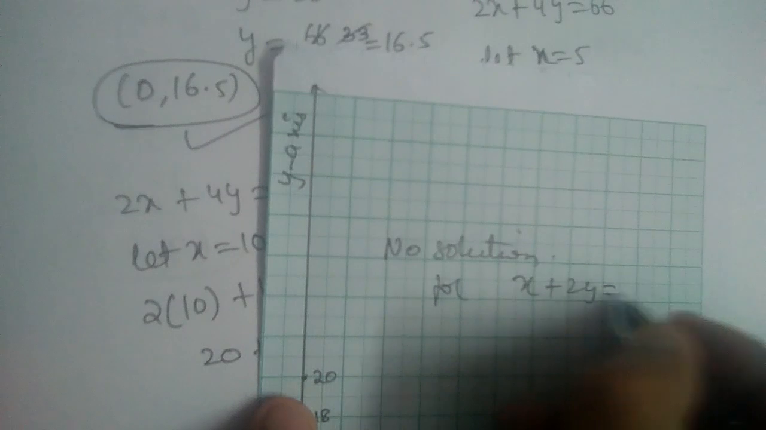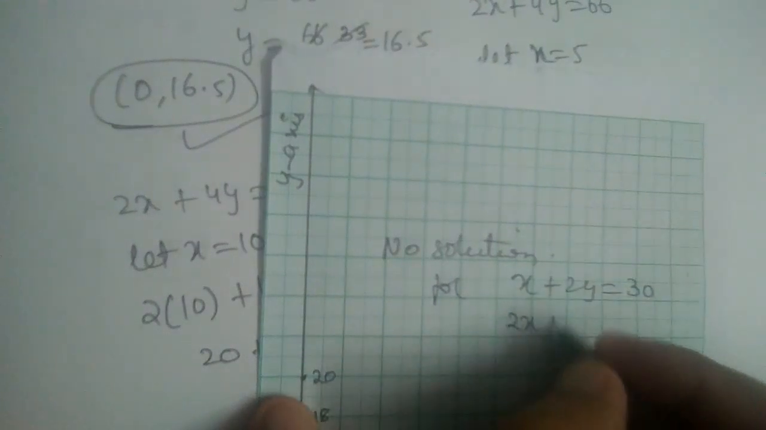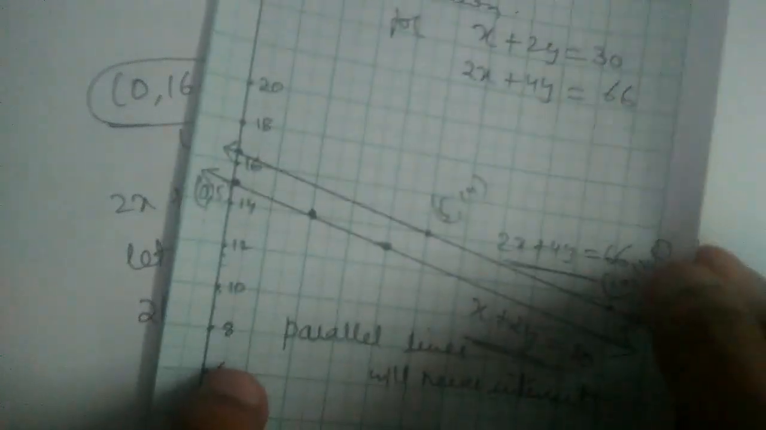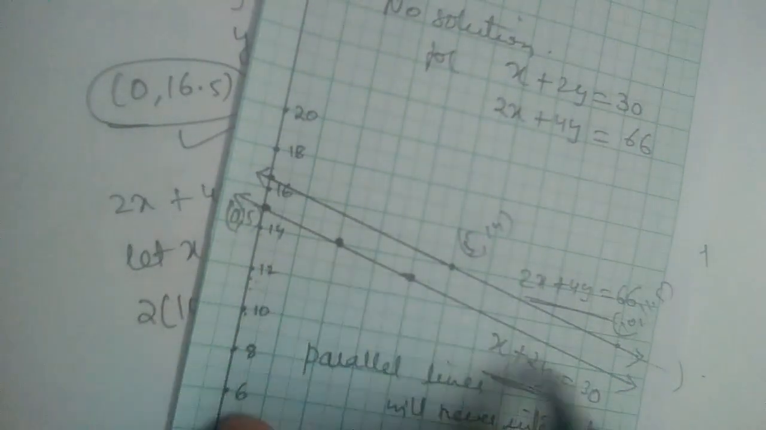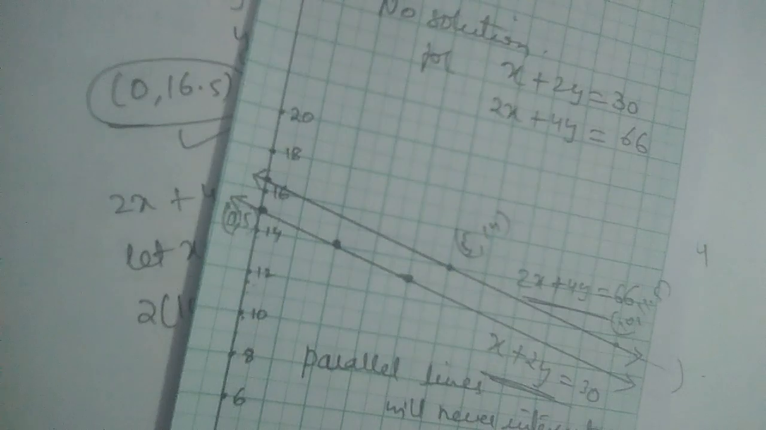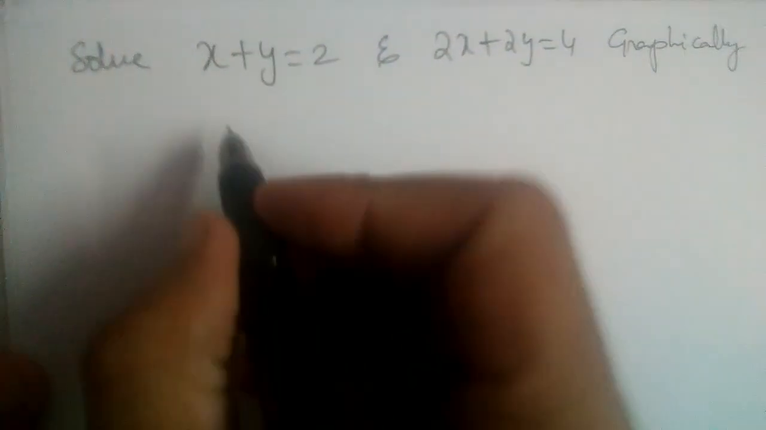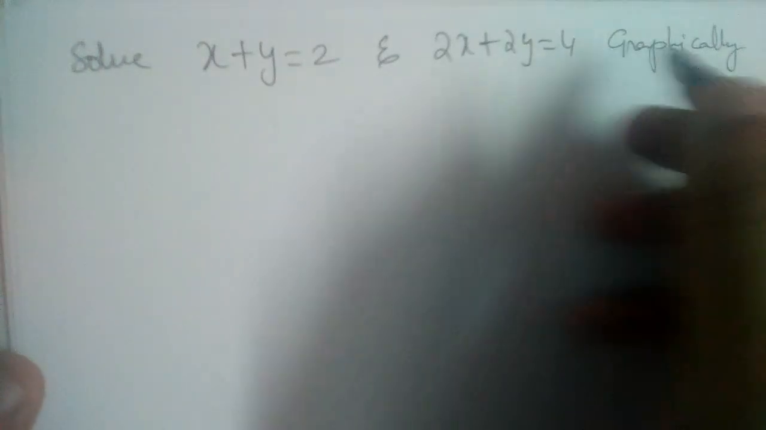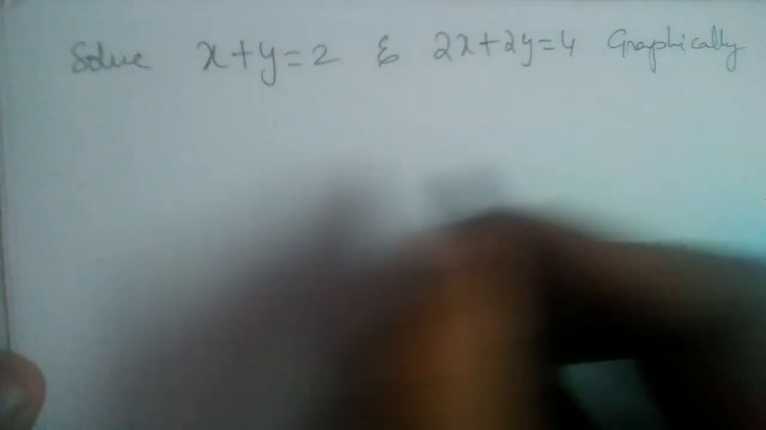x plus 2y is equal to 30, 2x plus 4y is equal to 66. Why is there no solution? Because these two lines are parallel lines and they will never meet. Now, x plus y is equal to 2 and 2x plus 2y is equal to 4. Solve these two equations graphically.